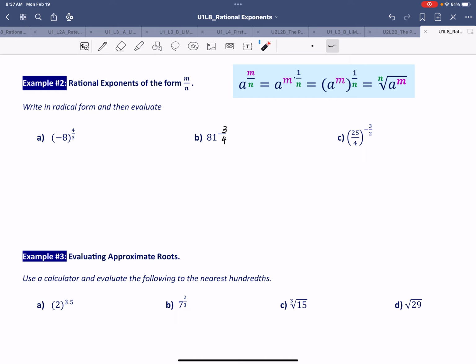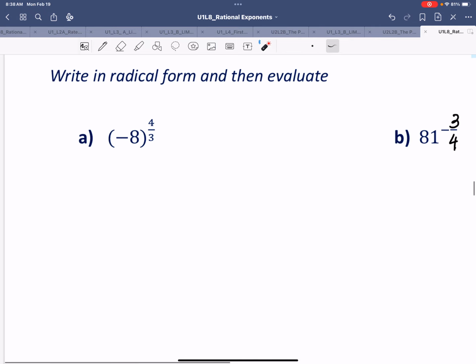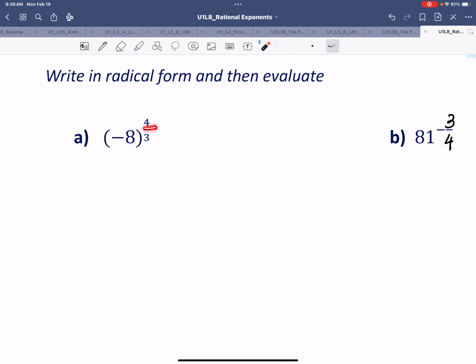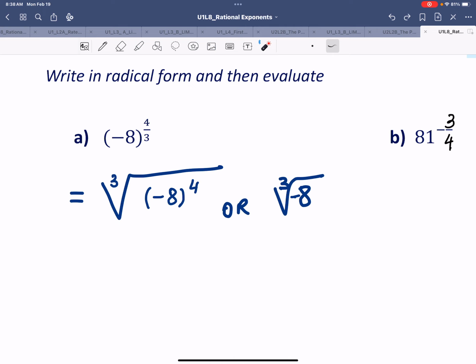So we'll take a look at example A, where we have negative 8 to the power of 4 over 3. We'll write it first in radical form. Again, the presence of a fraction indicates that we have a radical, and 3 will be the index. Negative 8 to the power of 4 will be the expression inside the radical, or the radicand, and that's what we obtain. So another way of writing this same number would be as the third root of negative 8, and we can write the power of 4 outside the radical. It has the same value and the same meaning.